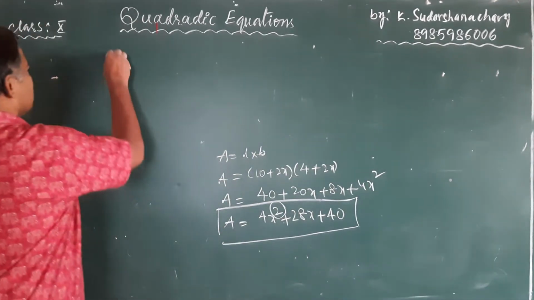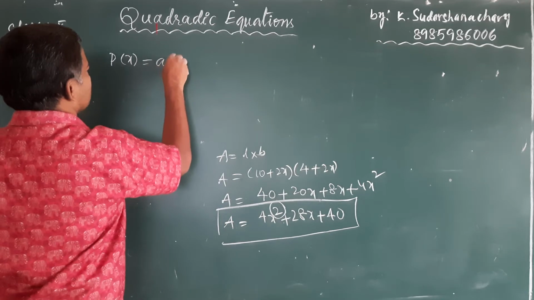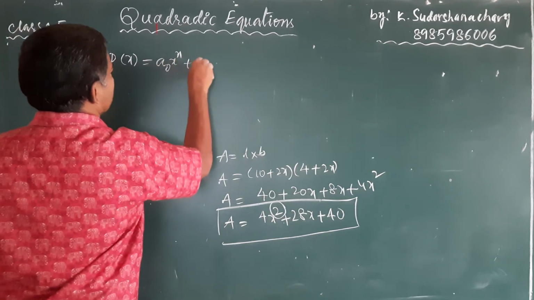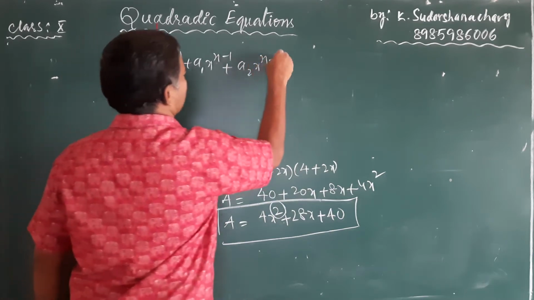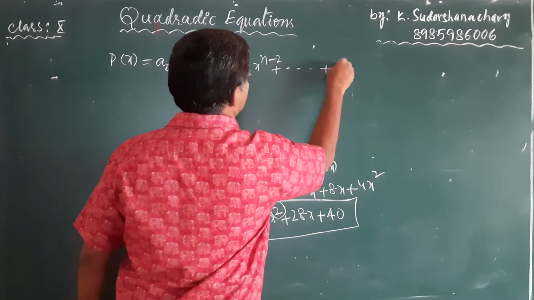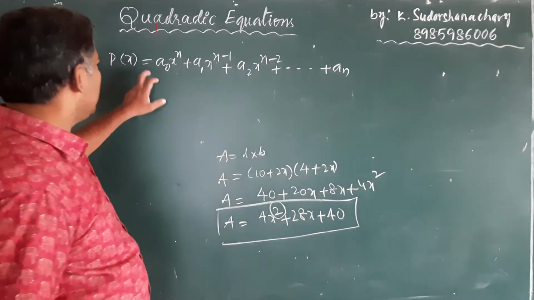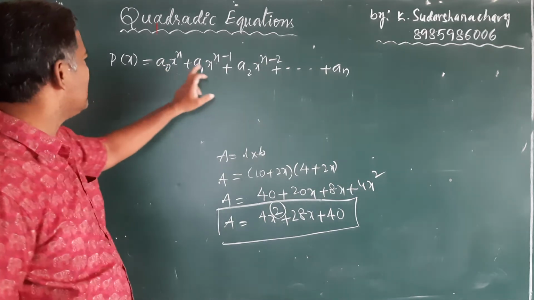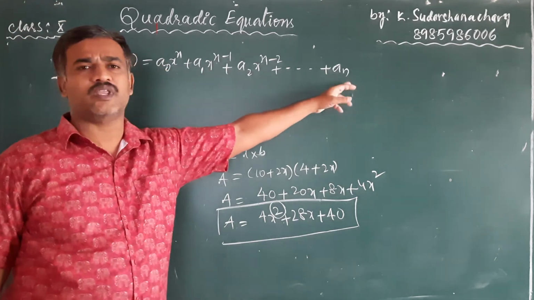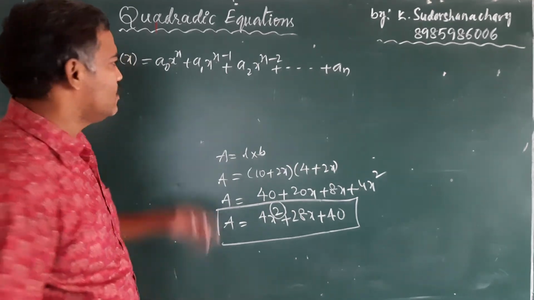The standard form of a polynomial is a0 x to the power of n plus a1 x to the power of n minus 1, plus a2 x to the power of n minus 2, and so on, plus an. It is the standard form of a polynomial of degree n. Here a0, a1, a2, a3 and so on up to an are arbitrary coefficients. You know very well.